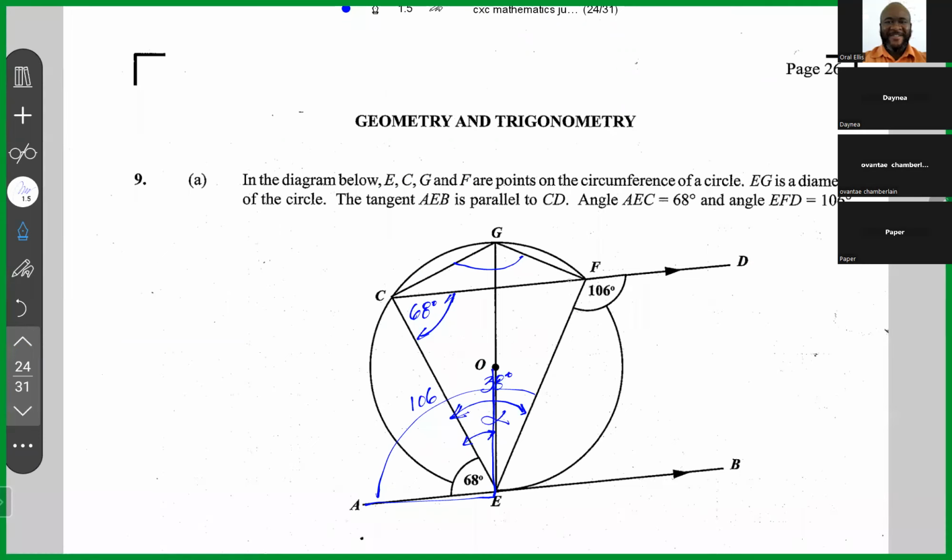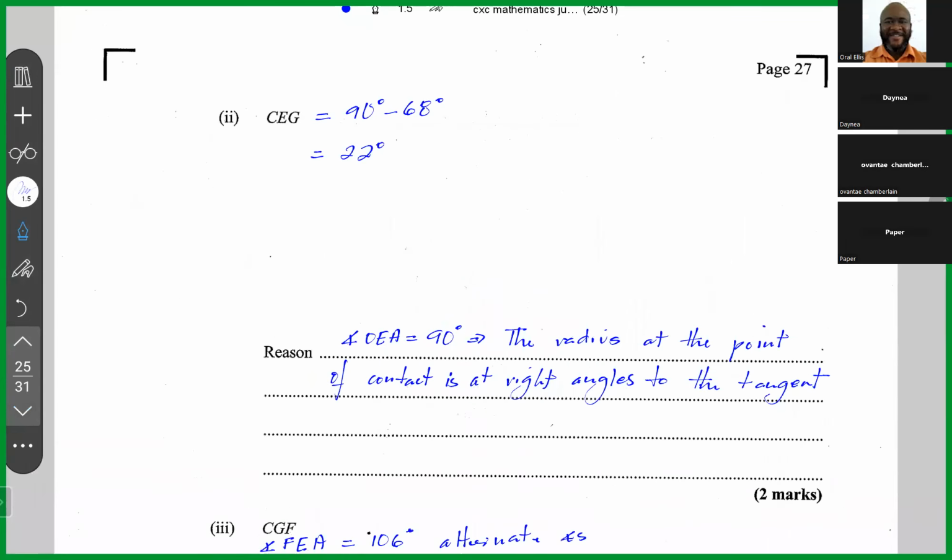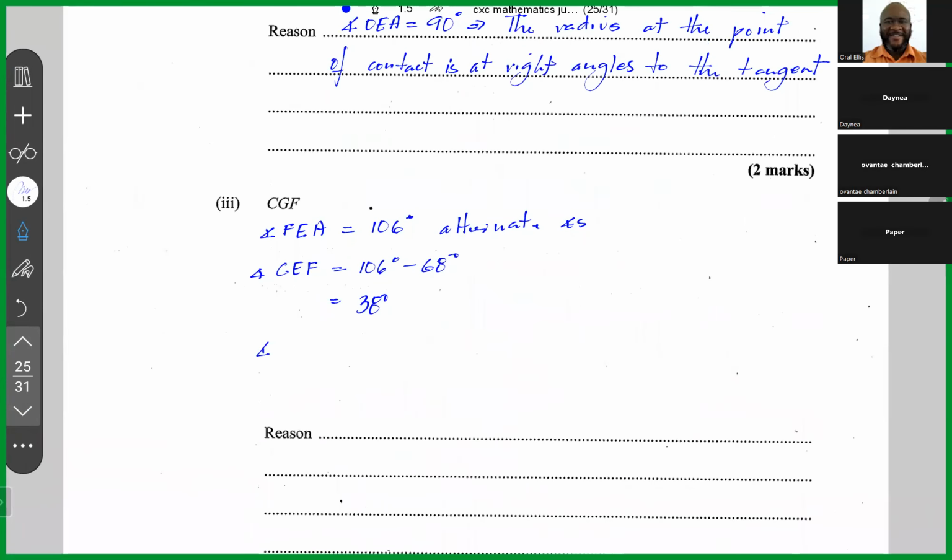Now, CGFE is a cyclic quadrilateral, and opposite angles of a cyclic quadrilateral are supplementary. So if this is 38, the one up top would be 180 minus 38. So angle CGF is equal to 180 minus 38, which is equal to 142 degrees.